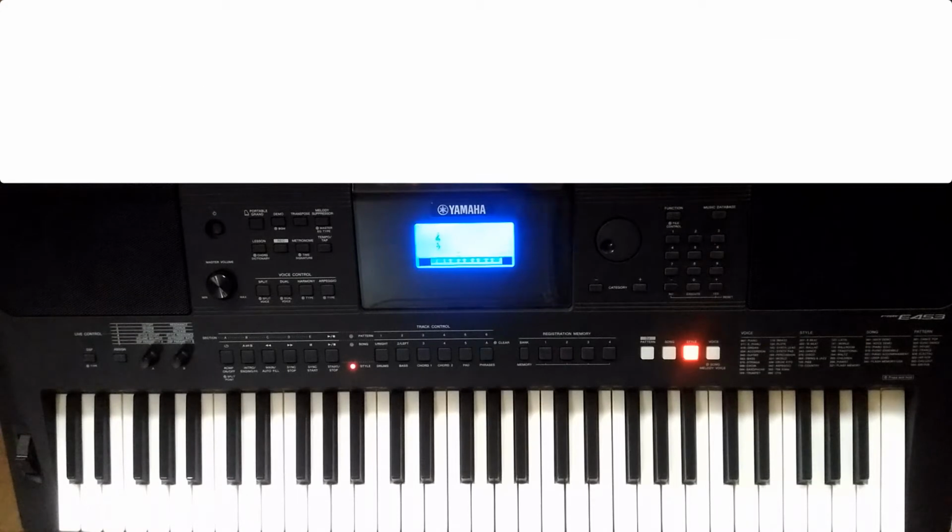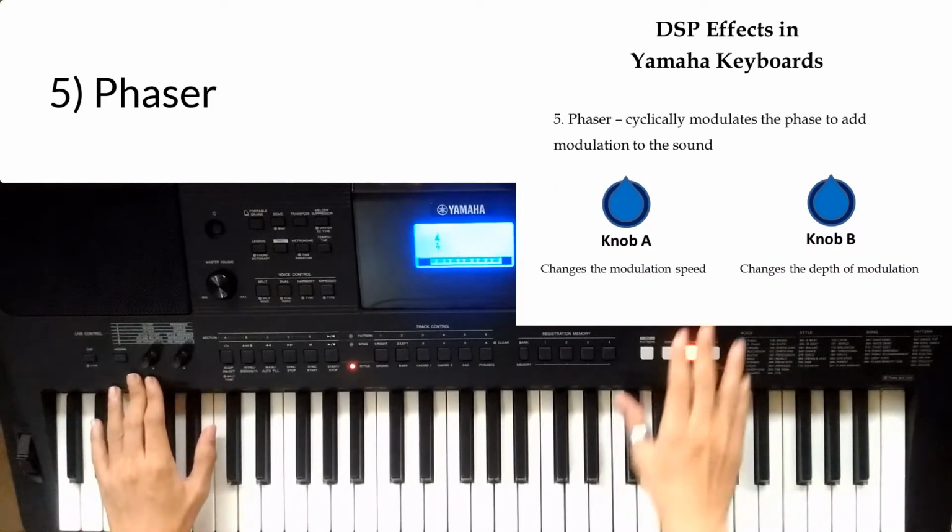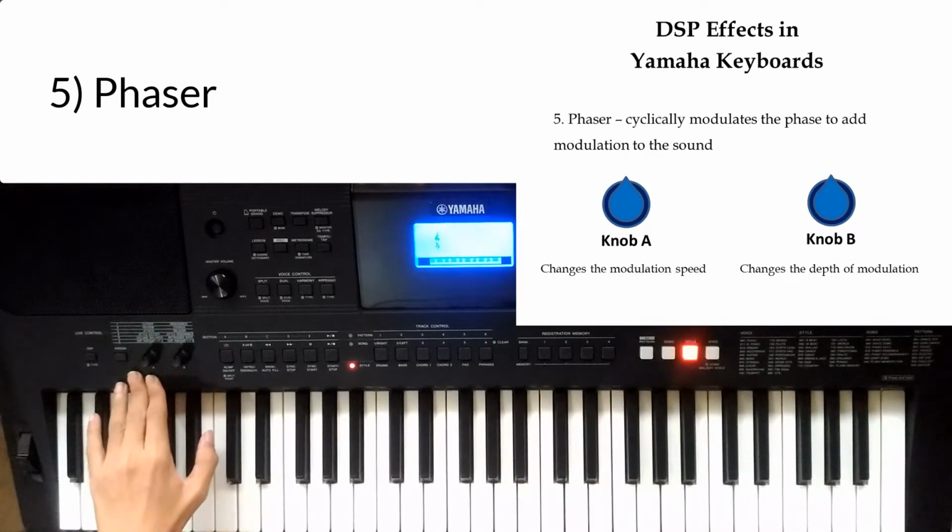The next is phaser. Okay, so what is phaser now? Phaser is much similar to flanger, but it is slightly different. What phaser does is it cyclically modulates the phase to add modulation of the sound. This effect works on phase modulation, and it adds a phase on the original waveform, and it cyclically creates phase modulation to give it a nice whooshing effect.